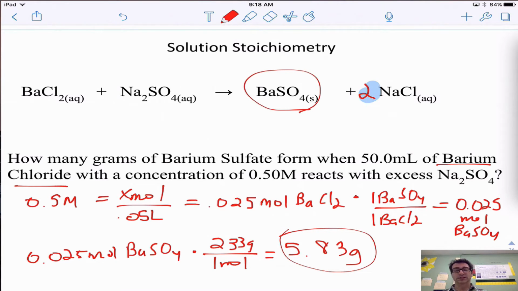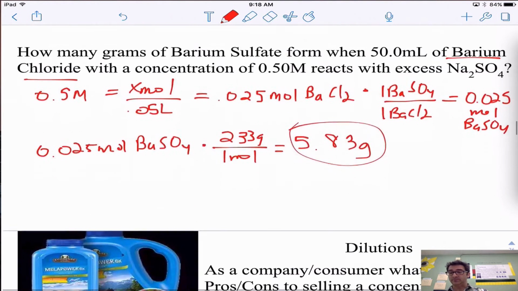How could I make it more difficult? Well, I could give you a limiting reagent problem, where I give you the concentration and the volume of each one, and then ask you to solve. That one would be more difficult. That one would require you to go through and find the limiting reagent. We can try one of those in class.